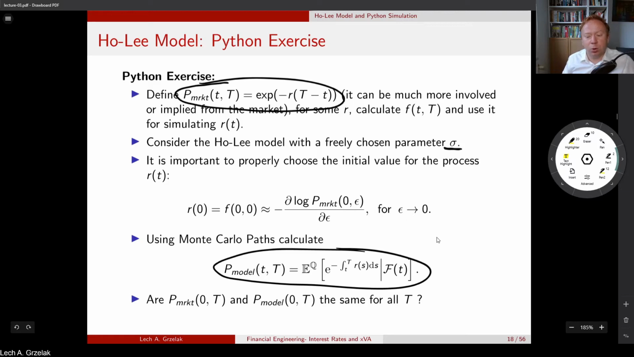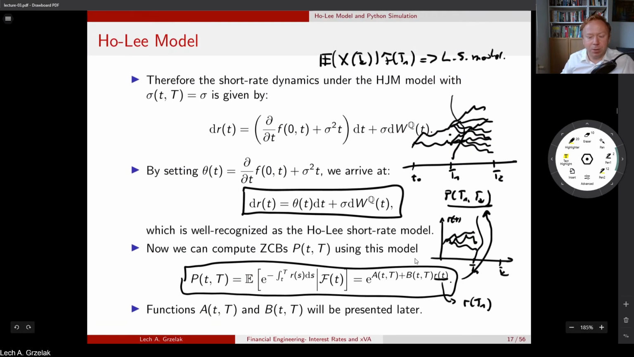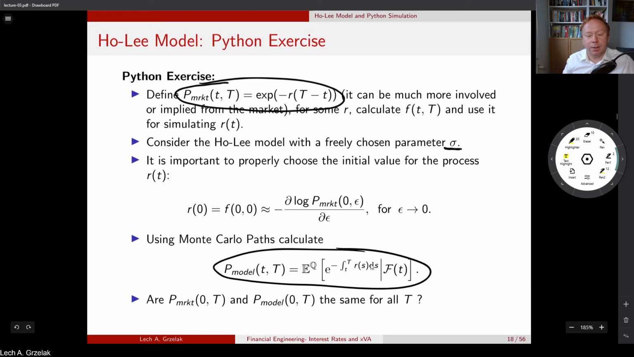In this case, we are not actually looking for this nice representation. It is not important right now. What I would like to check is whether, if I calculate this integral, this expectation of e to the minus integral, it will be equal to this input which I have. Because that's the whole assumption of those term structure models.